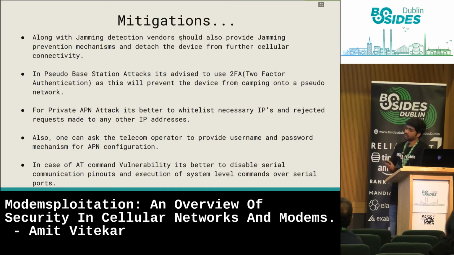Okay, what are the mitigations? Along with jamming detection, I feel that vendors should also provide jamming prevention mechanisms. For pseudo-base station attacks, it is advised to use two-factor authentication. For private APN attacks, it is better to whitelist necessary IPs and reject requests made by any other IPs, so the device will only talk to specific IP addresses. Also, one can ask the telecom operator to provide a username and password combo for APN configuration. This will improve your security.